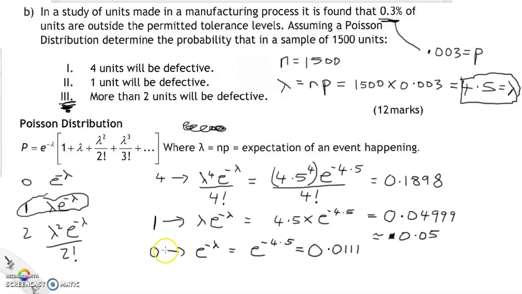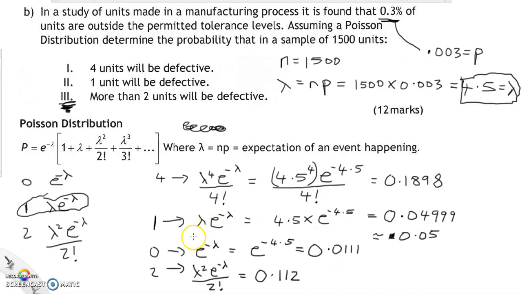The probability of exactly 2 units is lambda squared times e to the minus lambda, all divided by 2 factorial, which is just 2 anyway. So we have 4.5 squared multiplied by e to the power of minus 4.5, and I'm going to divide that now by 2 factorial, and I get 0.112, to 3 decimal places.